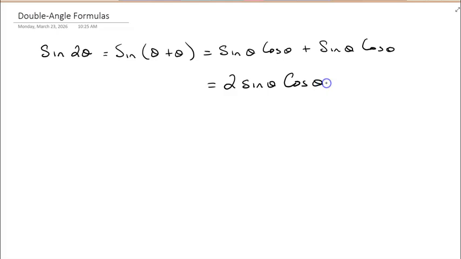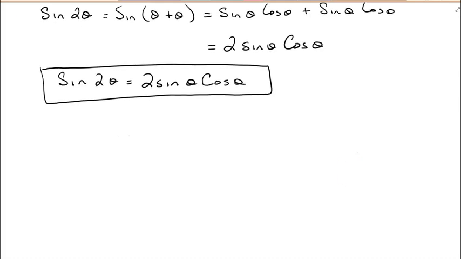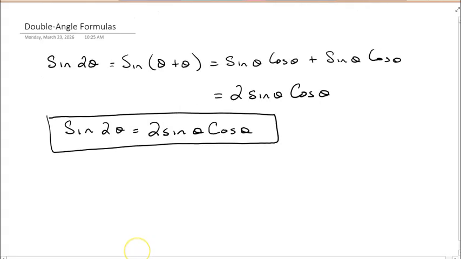sine theta cosine theta. This is an incredibly useful formula as you progress into Calc 1, Calc 2. And it takes away the double theta. It says that sine of 2 theta is equal to 2 times sine theta cosine theta. An incredibly useful identity that just comes from that sum of sines. Okay, very useful. We can do the exact same thing with cosine.